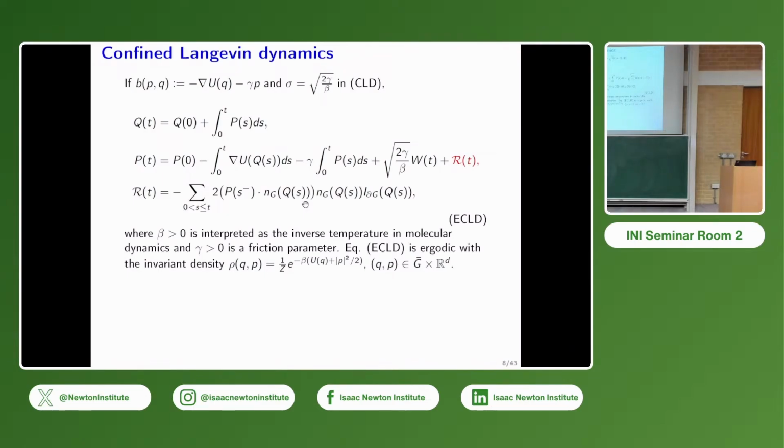So then, if we can simulate this object well, we can sample from distributions with compact support given on this G bar. So no condition on the gradient at the boundary, no. On the boundary, no.